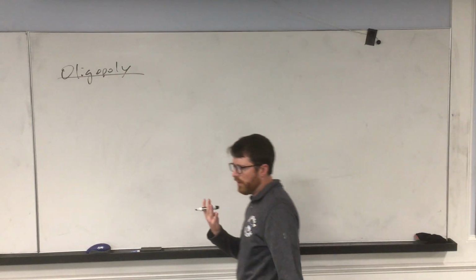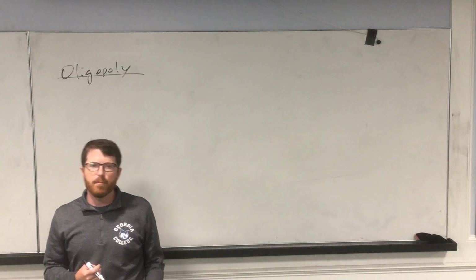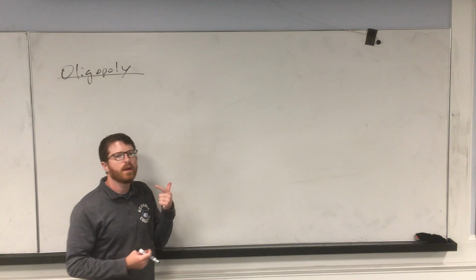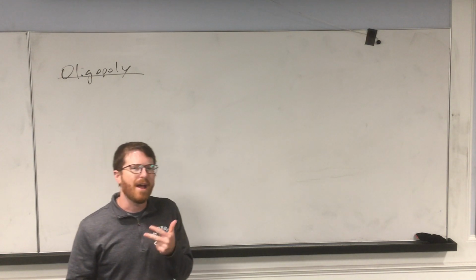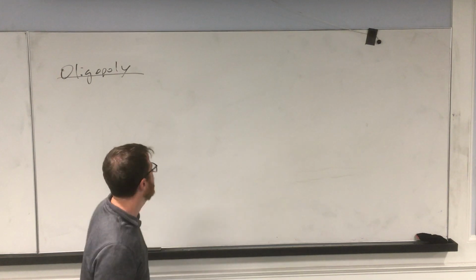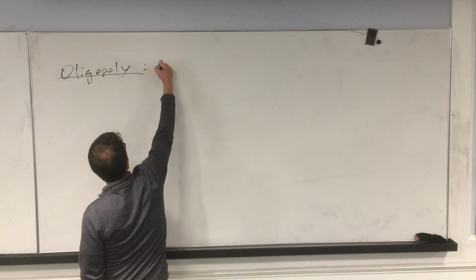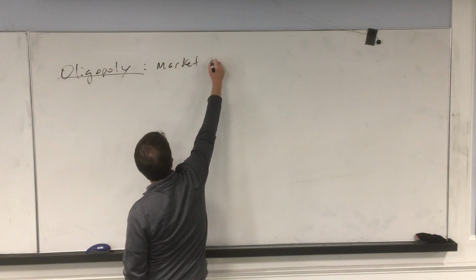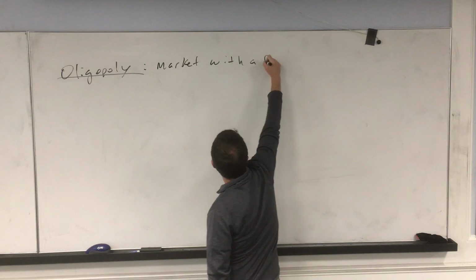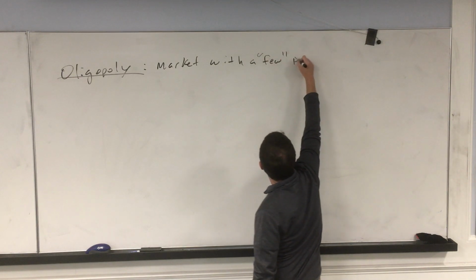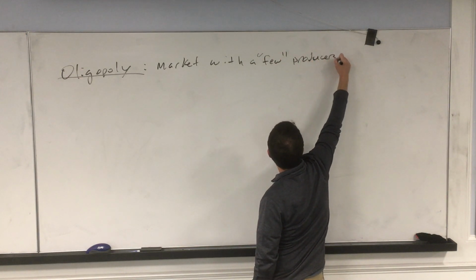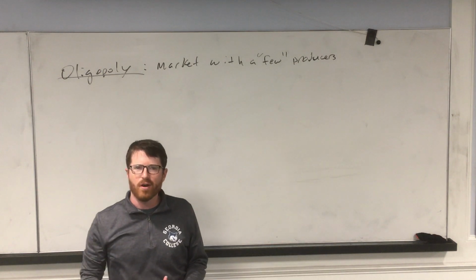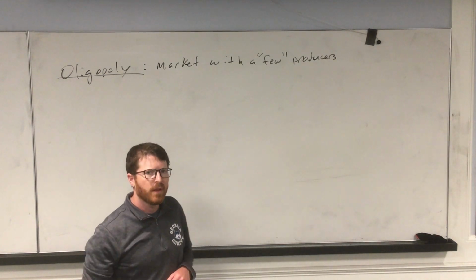So we're now on our fourth and final type of market. We talked about perfect competition, monopolies, monopolistic competition, and now oligopolies. Okay? An oligopoly is a market with a few producers. All right? When I say few, it's kind of hard to say what exactly that number is.